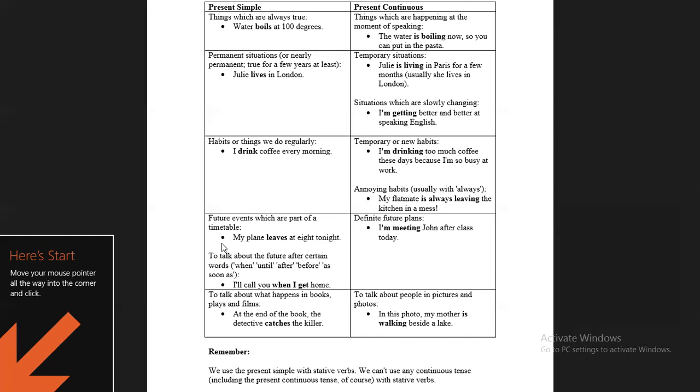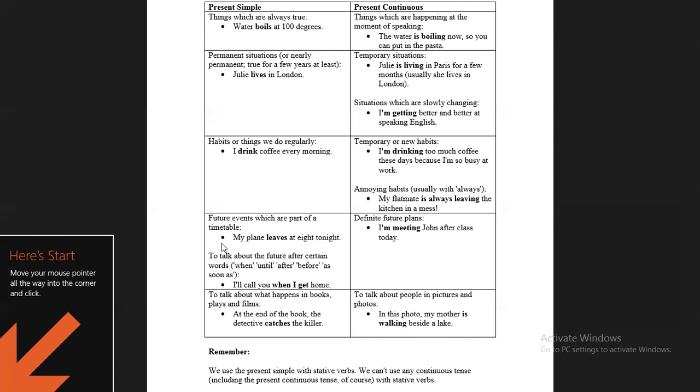Here we have something to notice. We use the continuous with situations that are slowly changing. Like, I'm getting better and better at speaking English. So that's a learning experience. So every day you get better. For example, the population of Egypt. Every day the population is increasing. This happens and changes slowly over time.